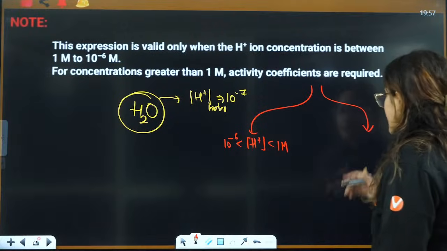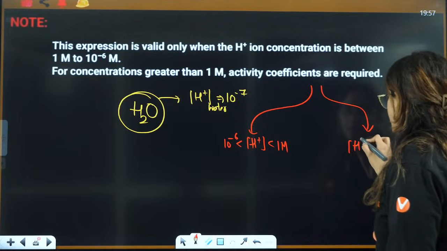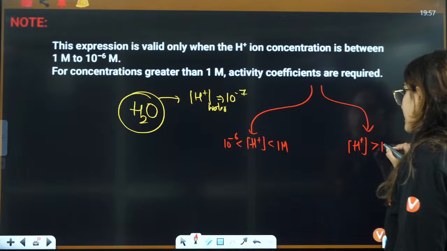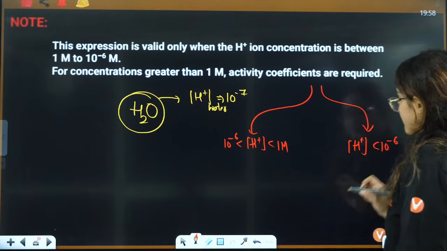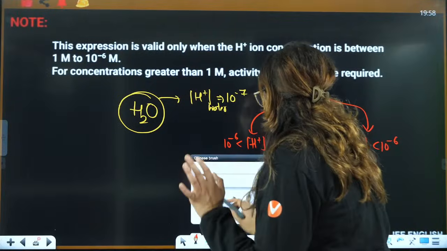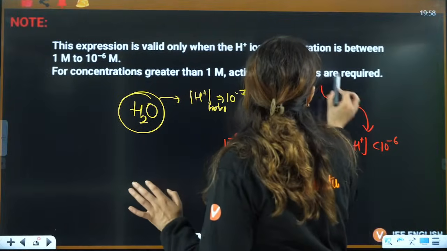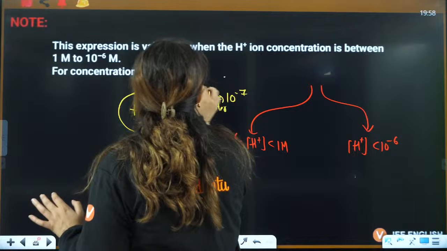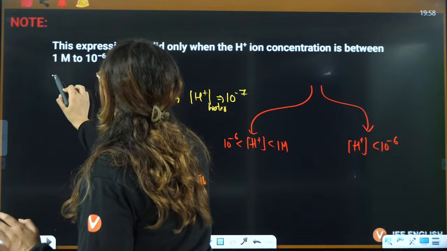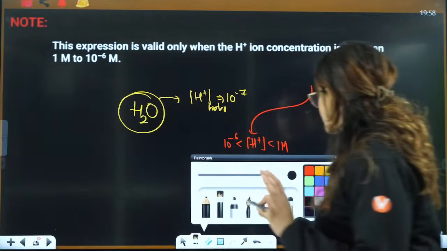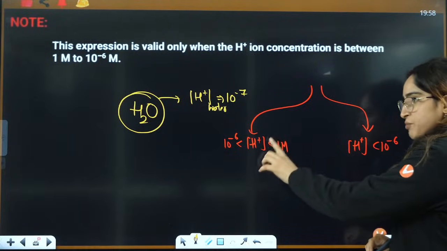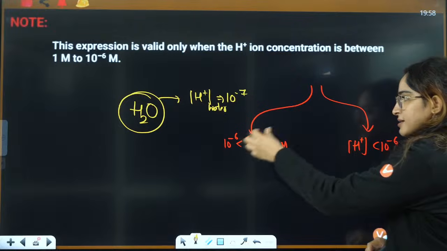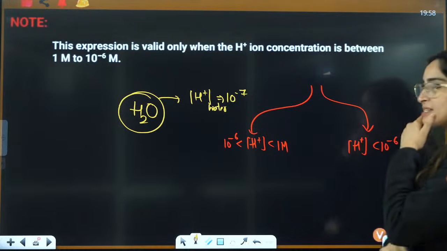If the H positive concentration is greater than or less than 10 raised to power minus 6, these two cases are there. You can ignore the case greater than 1 molar, so we are not talking about that now. Just remember that two cases are possible. Either H positive concentration will be between 10 raised to power minus 6 and 1, or it can be less than that.